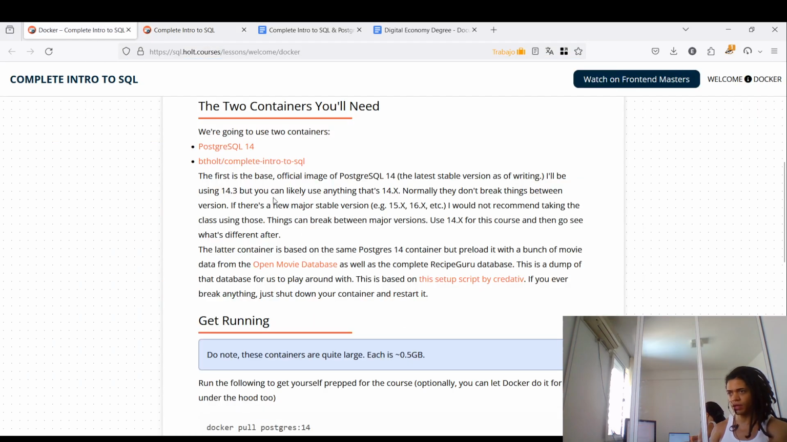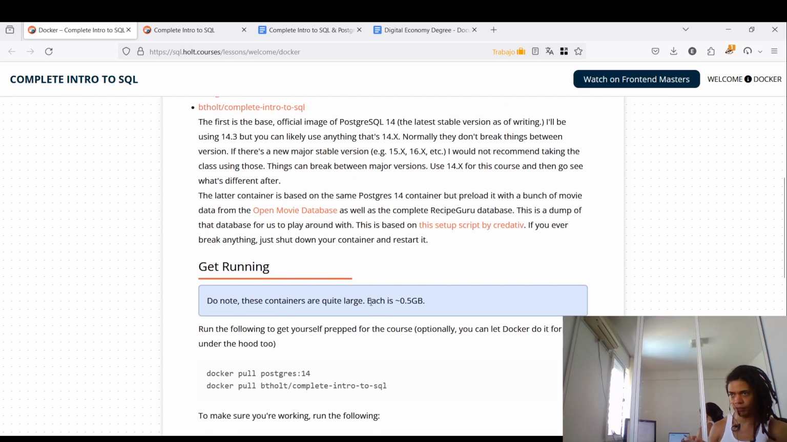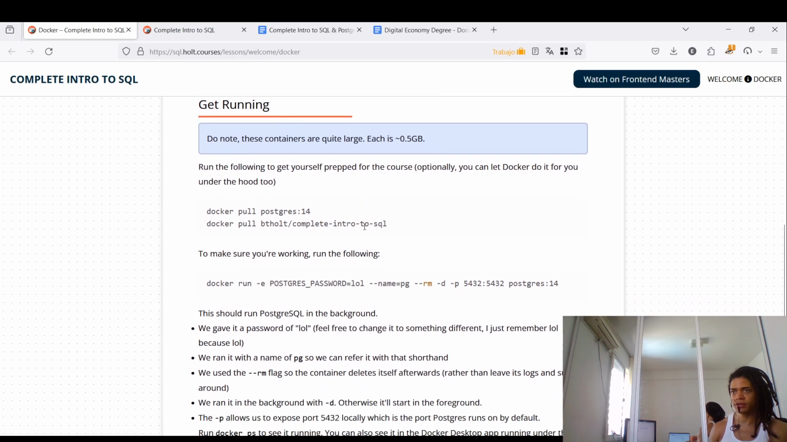So now I can finally move on to explaining what we're going to have in this container. After we set up the database, this contains two databases. One of them is the Open Movie database, and the other is the Recipe Guru database. This is the dump of the database for us to play around with, and it is based on this setup.